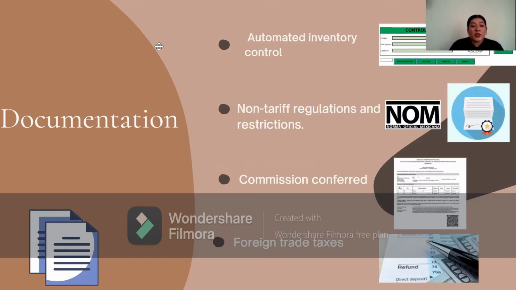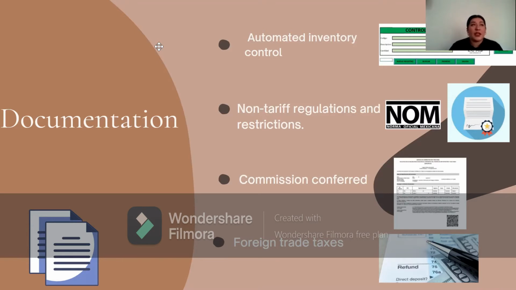Okay, we need to have an automatic inventory control, and this will be for every single piece of the merchandise we are going to import. We also need to keep this inventory for at least 5 years. And okay, the non-tariff regulations and restrictions.